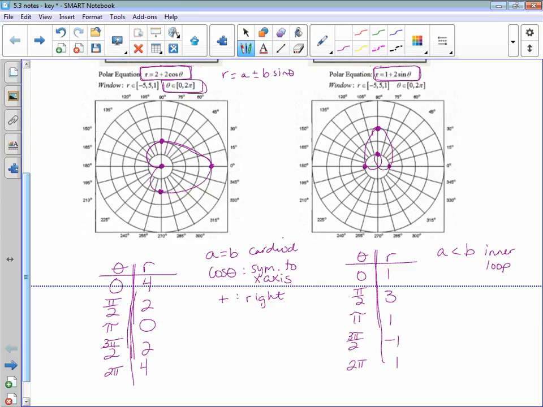And this could be sine, it could be cosine. That's just going to determine x and y axis here. You'll like it when we get to the roses and it'll draw all the petals.